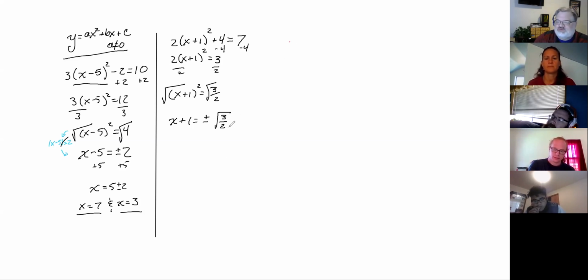We really do want to rationalize stuff in here. It's a good habit to get into. So if we multiply the top and bottom of that by the square root of 2 over the square root of 2, we'll get a nice square root of 6 over square root of 2 times square root of 2 is 2. So that'll turn into a nice x plus 1 equals plus or minus the square root of 6 over 2.